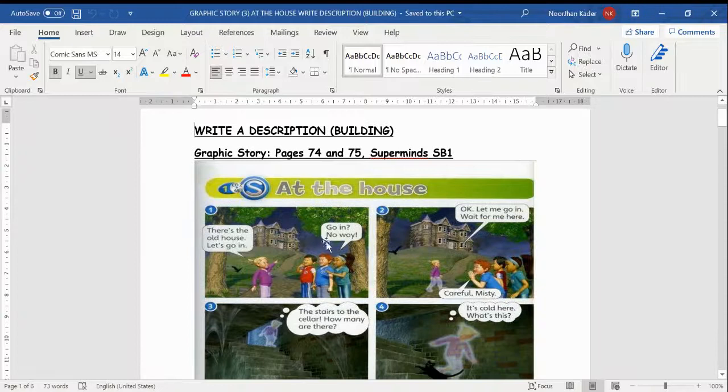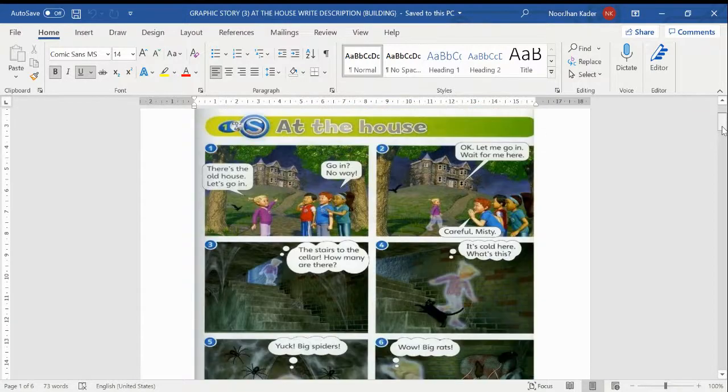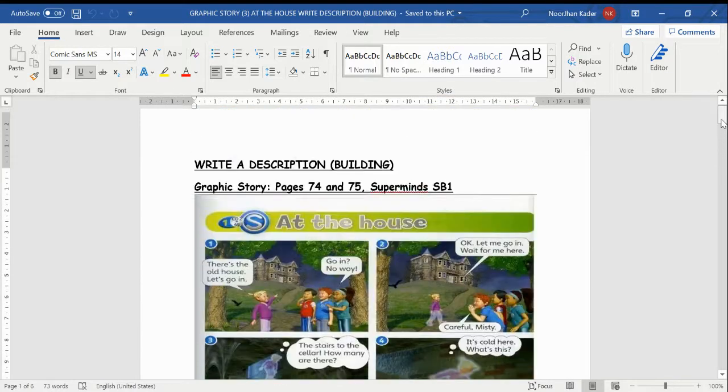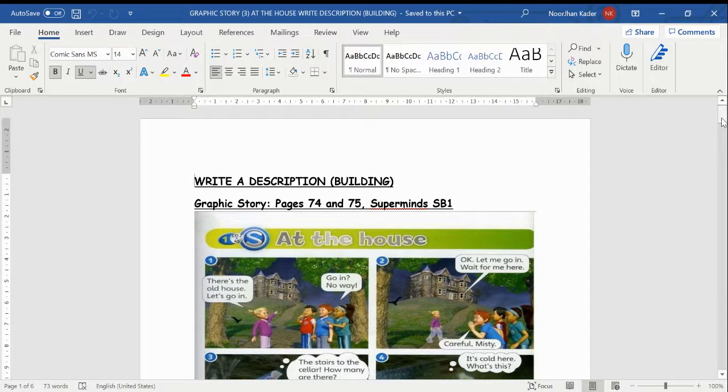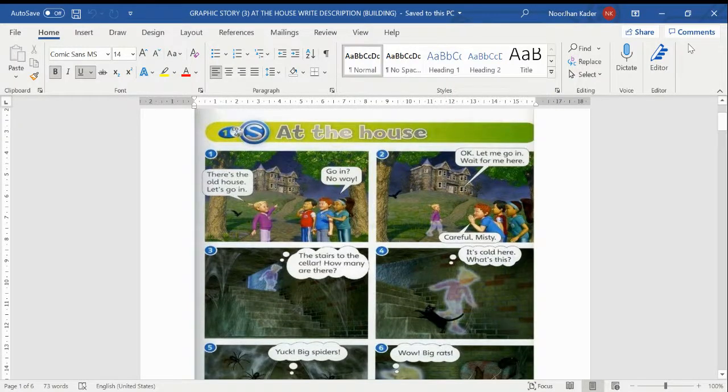First I will start with the graphic story, so at least you will have a general picture of what is happening in it. Before I proceed to the skill today, which is to write a description from the graphic story, you have to understand the general idea of the story. If you do not know anything, you cannot write the description. So you have to understand a little bit about the graphic story.